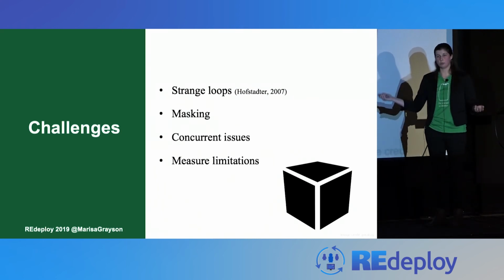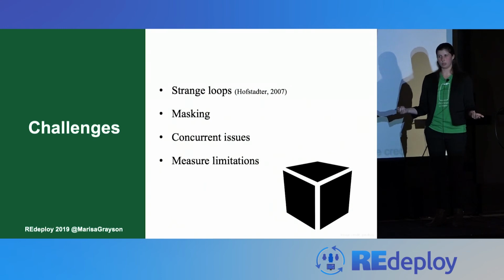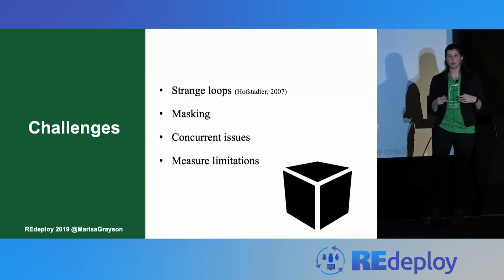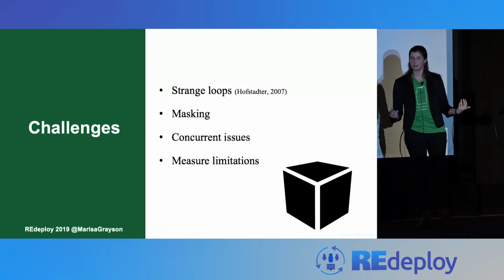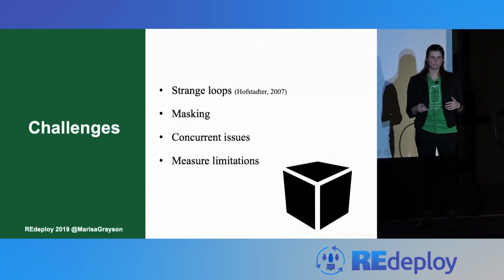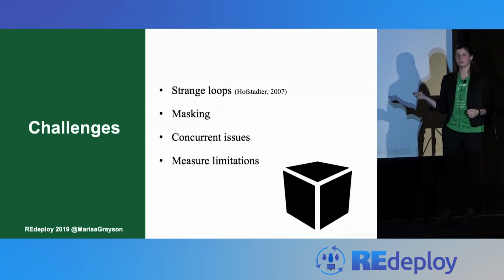Concurrent issues, that's what we had in the case walkthrough. We had multiple things going on. The problem is that with multiple things happening at once, we tend to try and connect them in our minds, that they must be related. They happened at the same time. But that's just a coincidence of time. It's not clear that things underneath the hood are connected, but they can also be very much connected without you even knowing. And of course, measure limitations.